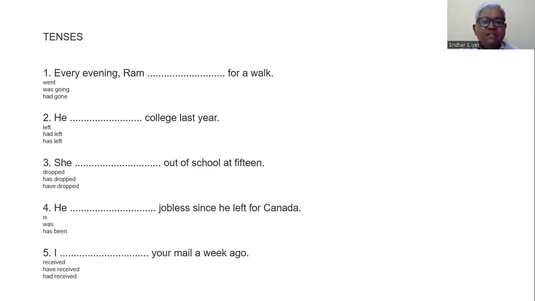He dash jobless since he left for Canada. He is jobless since he left for Canada. He was jobless since he left for Canada. He has been jobless since he has left for Canada. He was jobless since he left for Canada would be the right answer, because we are talking about simple past tense. I dash your mail a week ago: received, have received, had received. So I received your mail a week ago would be the simple past tense.